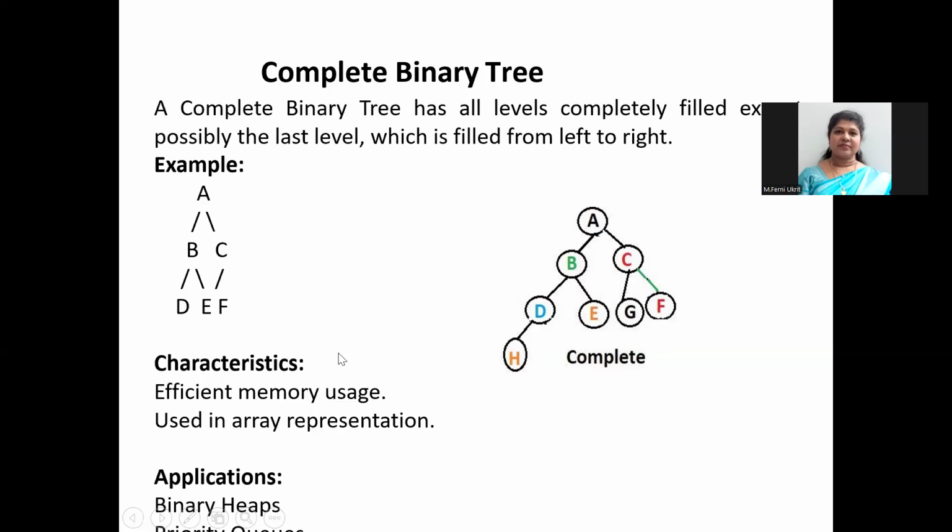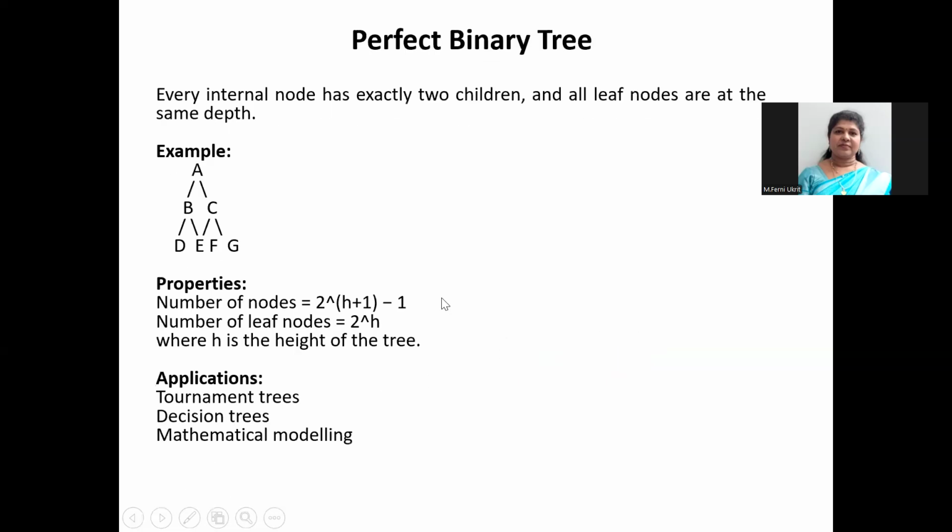And the characteristic is that it has efficient memory usage. A complete binary tree has efficient memory usage, and it is used in the array representation. And the applications will be binary heap, etc.